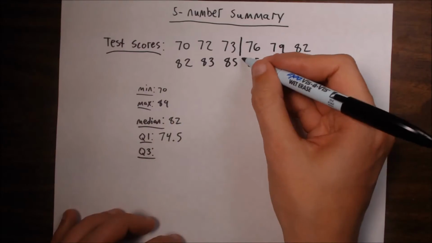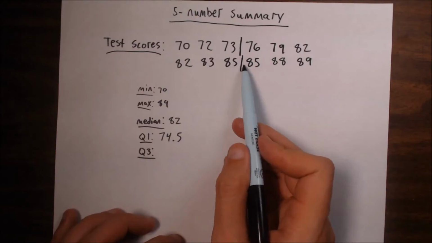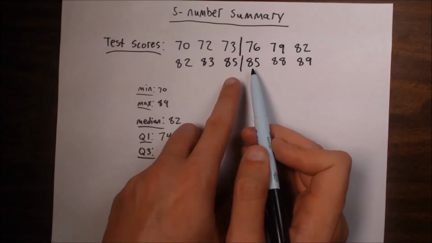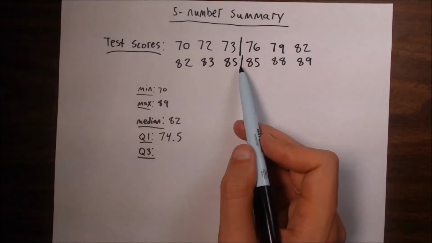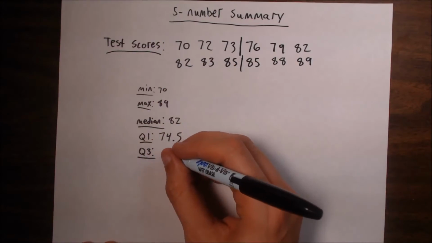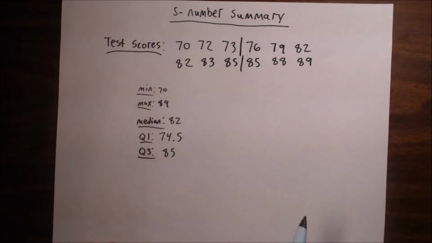And Q3 is halfway in between the 2 middle values in the upper half. It's like the median of the upper half. And halfway between 85 and 85 is 85. So this is the 5-number summary.